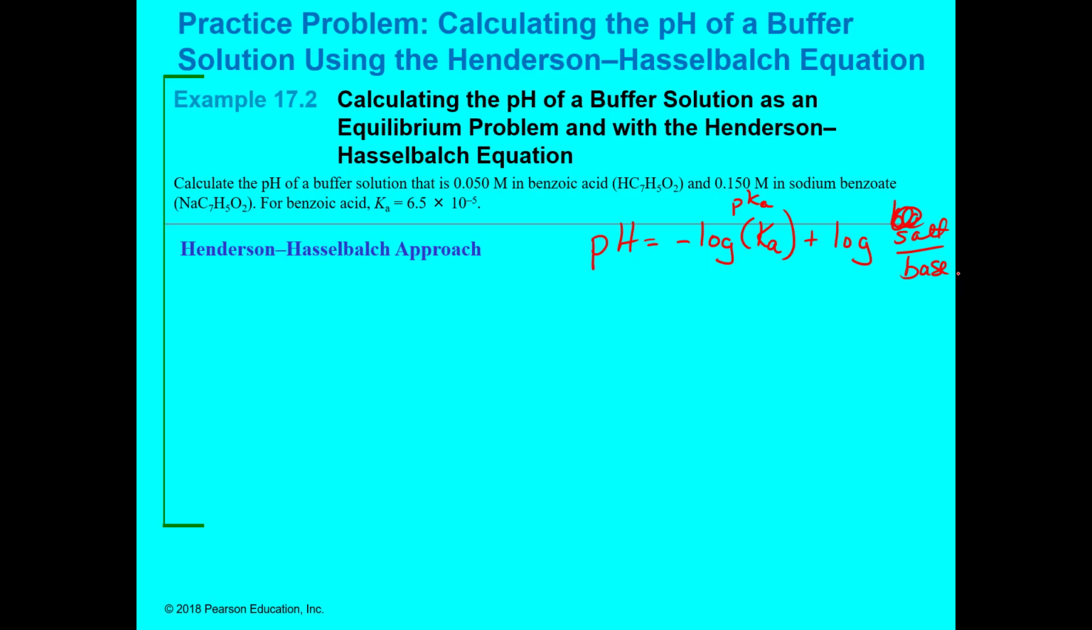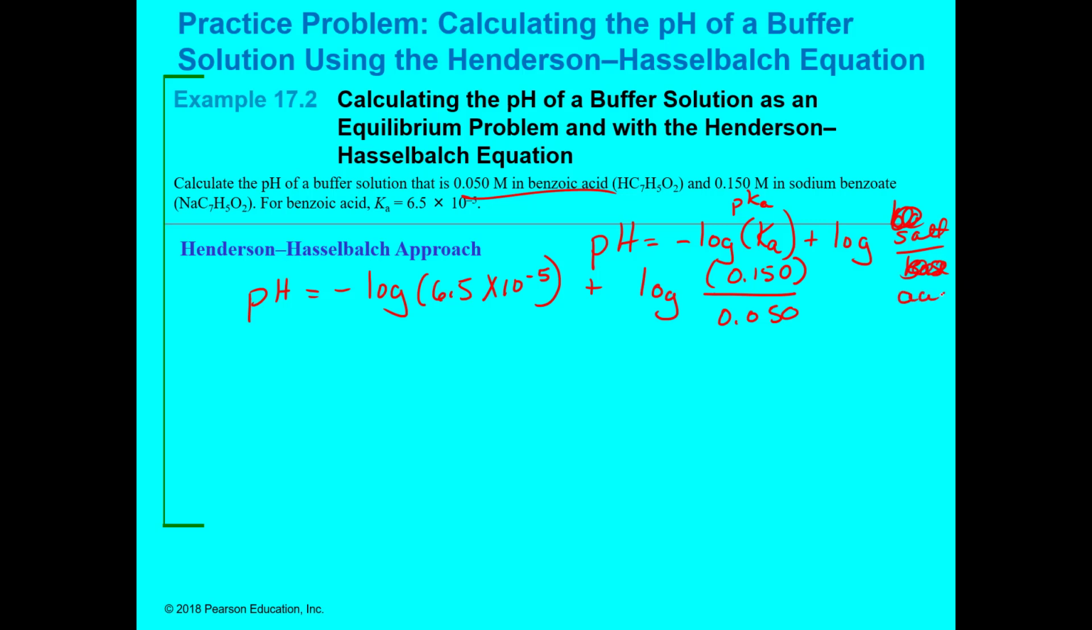So the pH is equal to the negative log of 6.5 times 10 to the minus 5 plus the log of 0.150, which is the sodium salt, divided by the base or the acid, whichever kind I'm doing. In this case it was an acid, so it's 0.050. That should say acid because I'm doing an acid one. It's the same formula regardless, but it's an acid, so I should write acid on there.